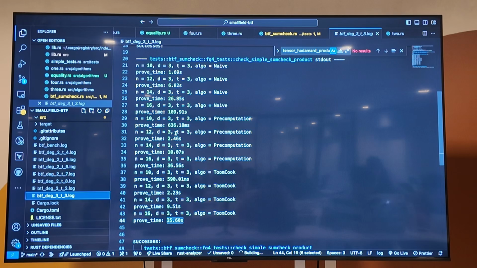If we want to quickly check, let's say d equal to 3 and t equal to 3, the naive algorithm takes like 110 seconds. This is on my laptop, by the way, so it's pretty slow. My laptop is like 4 or 5 years old. I'm sure it would be much faster elsewhere. And algorithm 3 takes 36, so it's like a 3x improvement as compared to the naive algorithm.